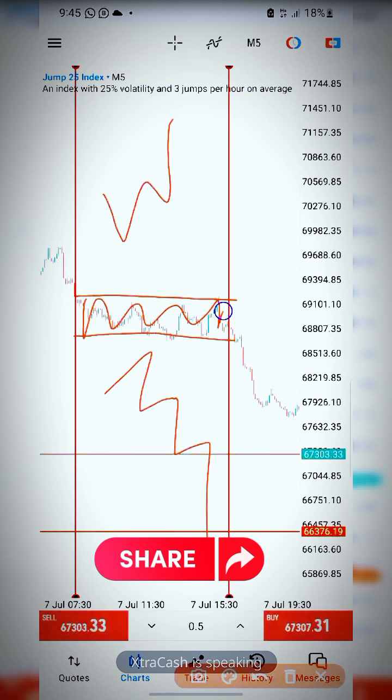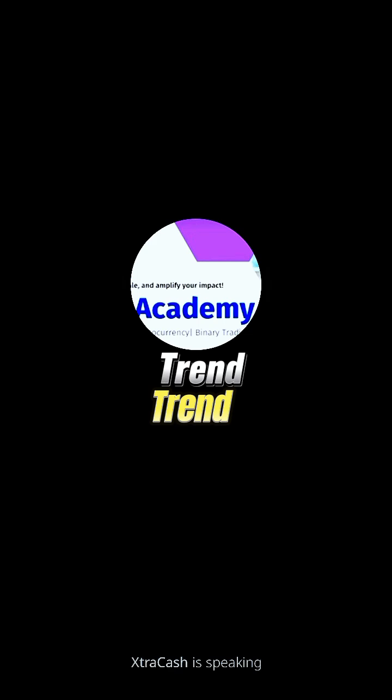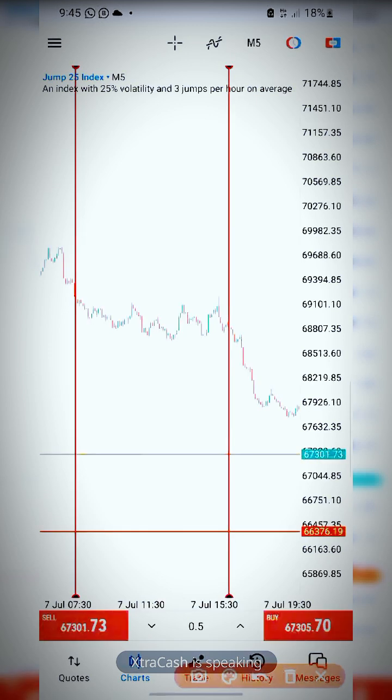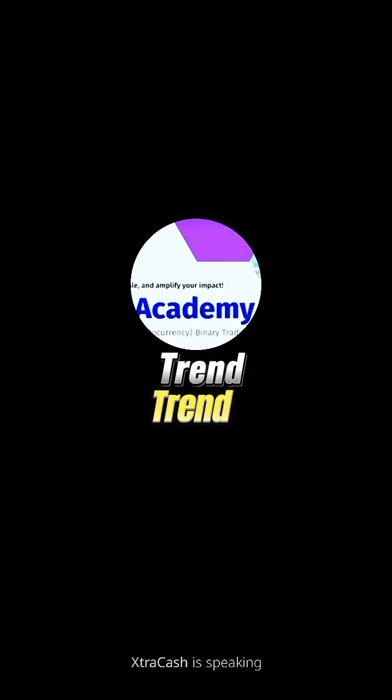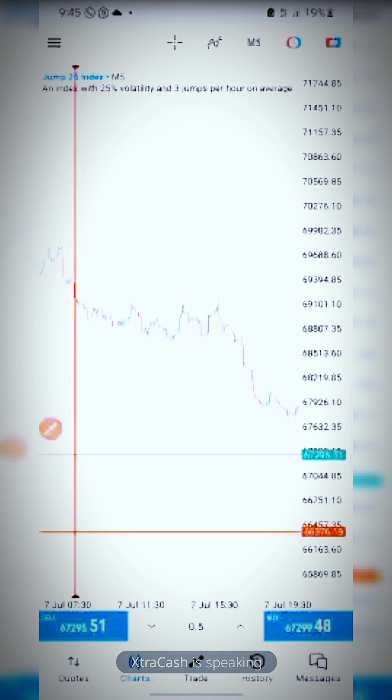So in this kind of ranging market, you just allow it. You don't take trades. You just allow the market to flow until you see a trend line moving in a particular trend direction. Then you can take action. So with this, taking note of these three directions, it will be much easier for you to look at the market and predict where the market is going. Your analysis will become top notch.